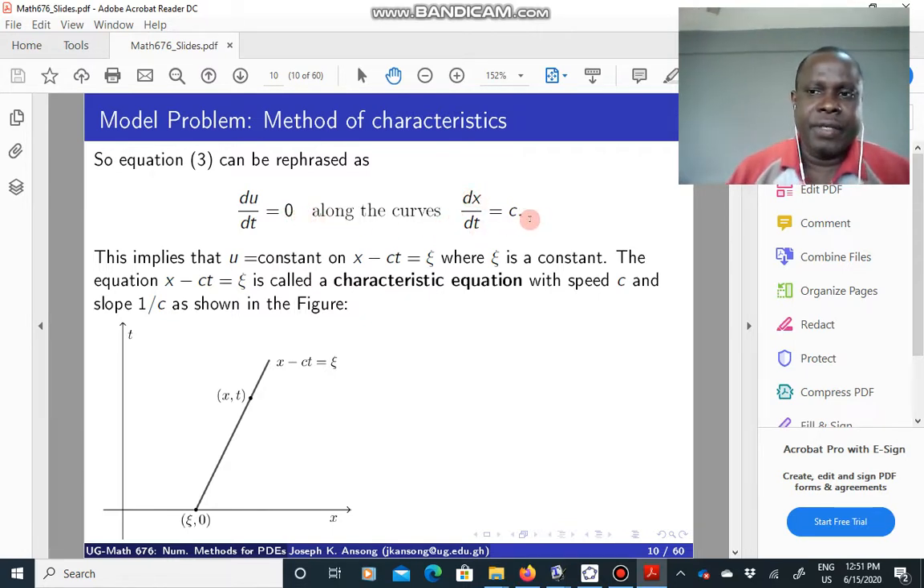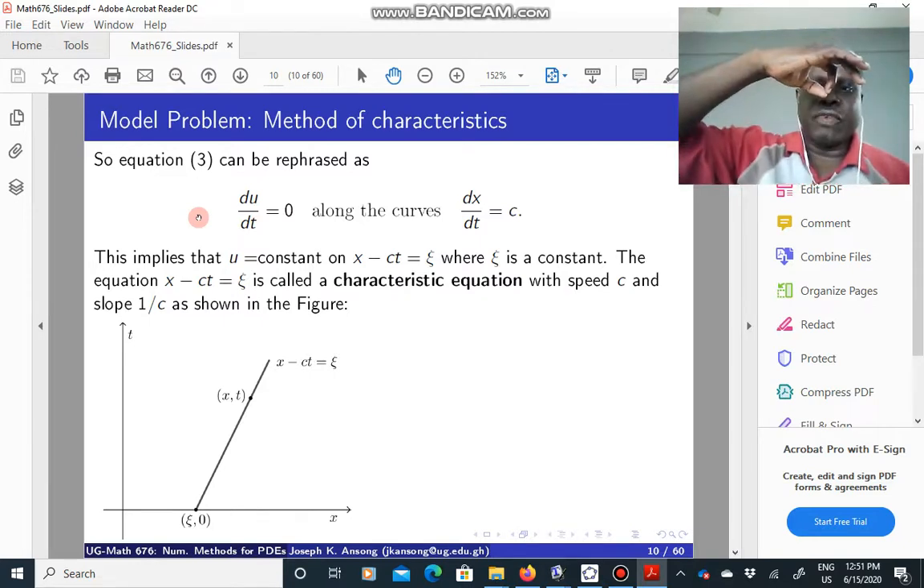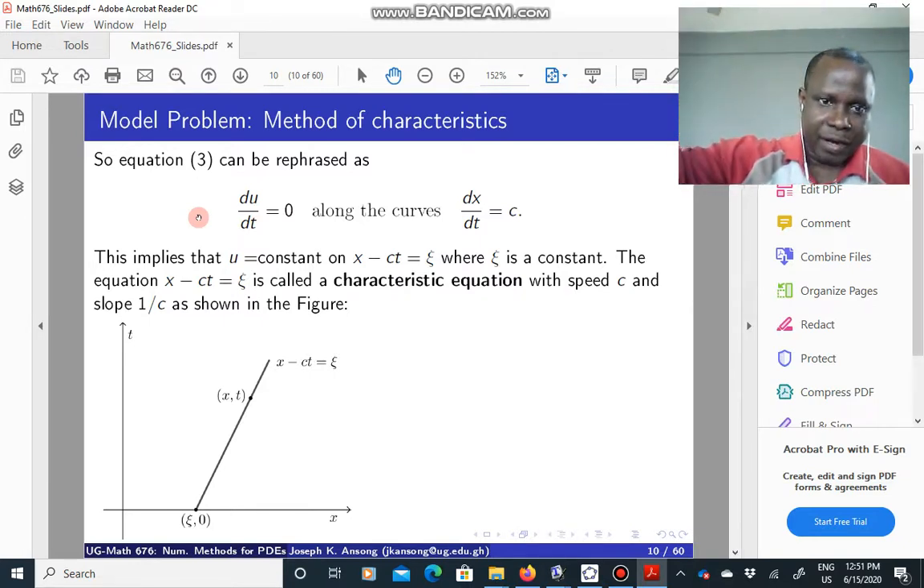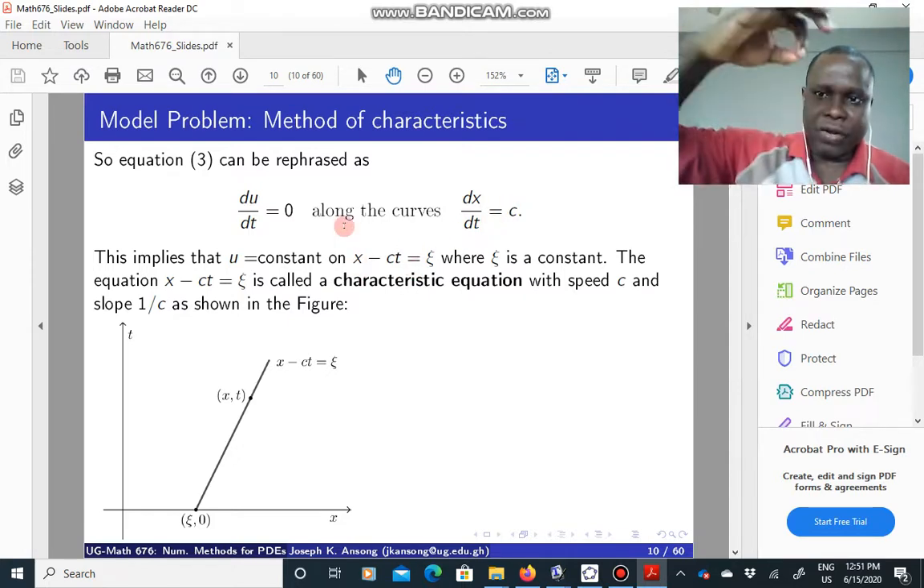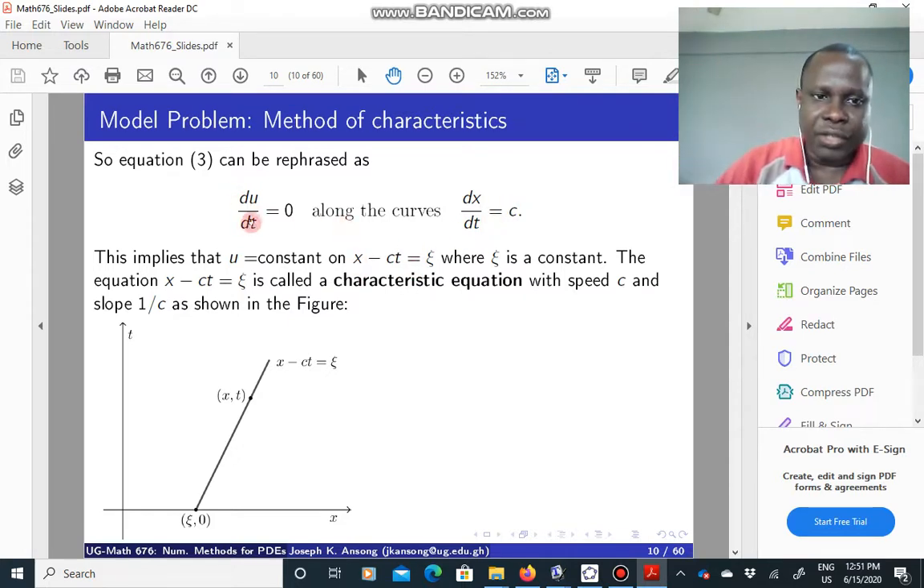All right, so take time to understand this. This is very important. What it means is that the solution, as you move along the characteristic curve, which is given by this, as you move along it, the solution is constant. U there is constant. It doesn't change with time. All right.